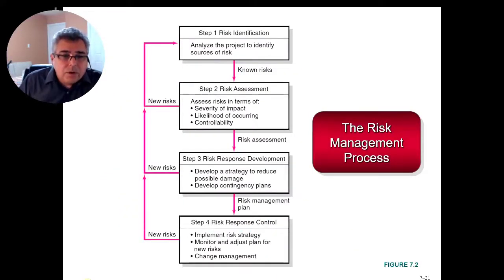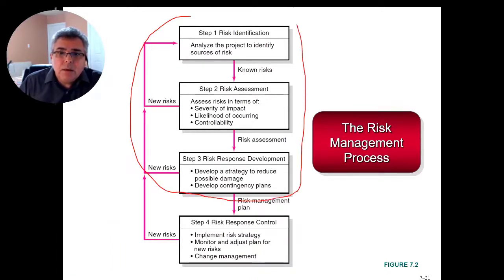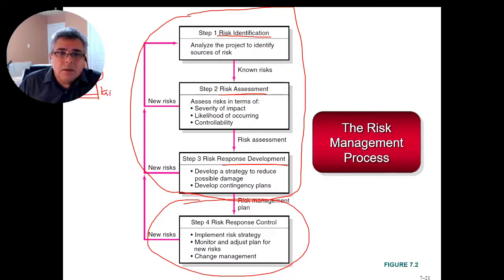So we have 4 steps in the risk management process. 3 of them we do during the planning: risk identification, risk assessment, risk response, and one of them we do during the execution.